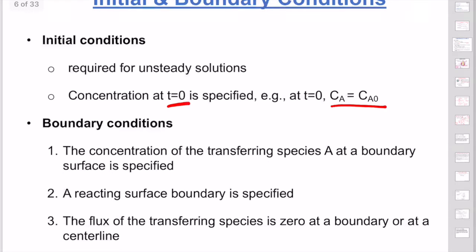Then she talked about the different kinds of conditions if you have a non-steady state. So you're changing with time, then you need an initial condition. If you do have steady state, you do not need an initial condition, because it doesn't matter, it's the same no matter what time you start at.